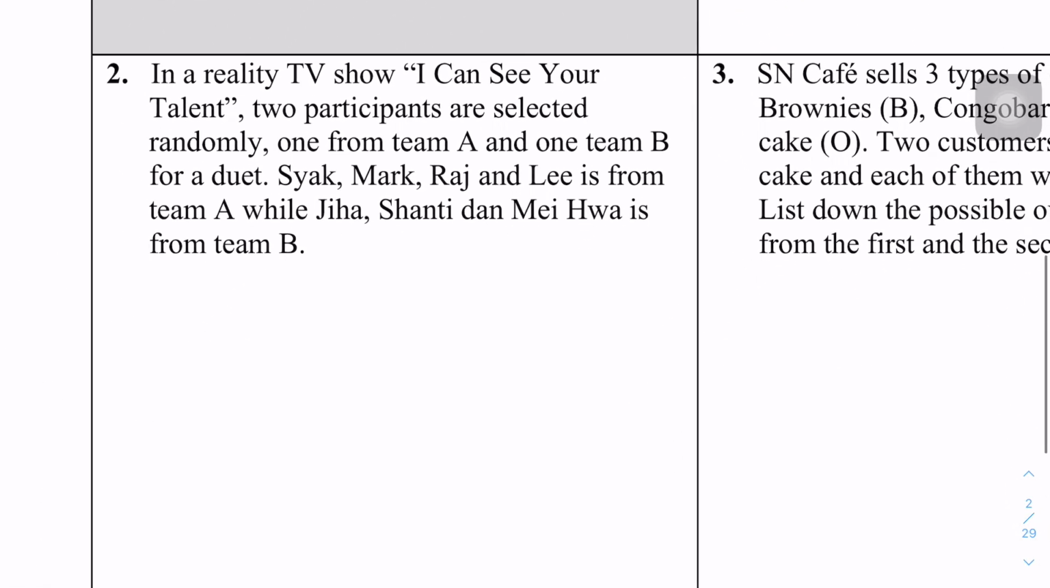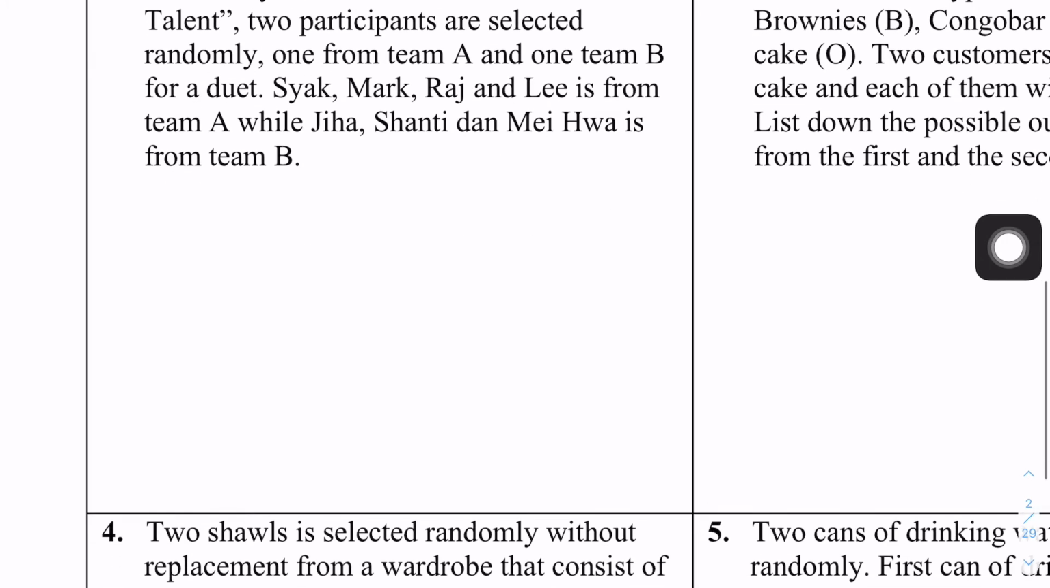Next, number 2. In a reality TV show, I Can See Your Talent, 2 participants are selected randomly, 1 from team A and 1 from team B for a duet. Shak, Mark, Raj and Lee are from team A, while Jiha, Shanti and Mei Hua are from team B. I think I'm going to use a grid as well.